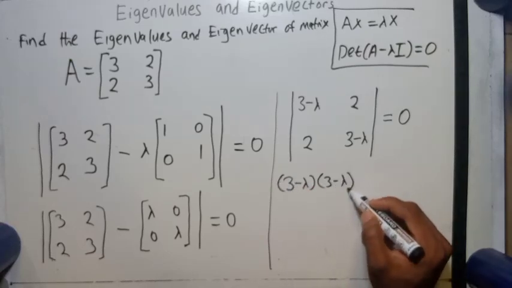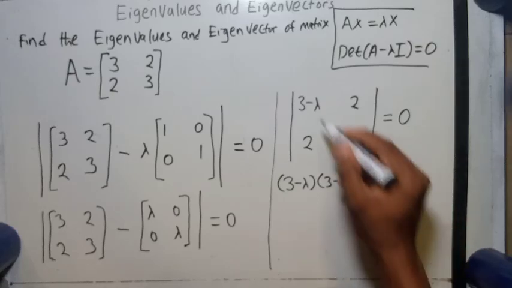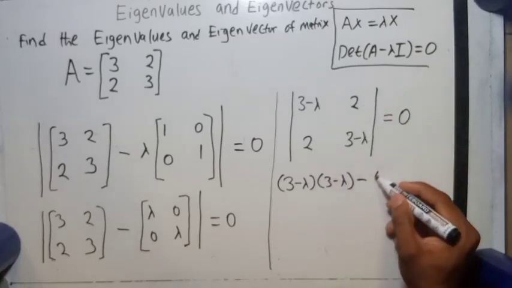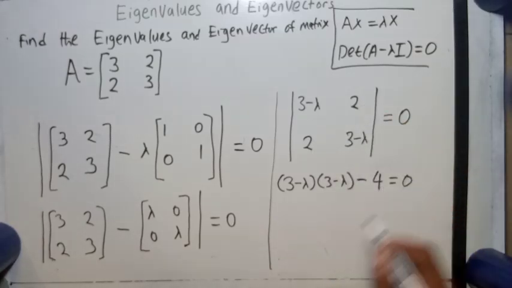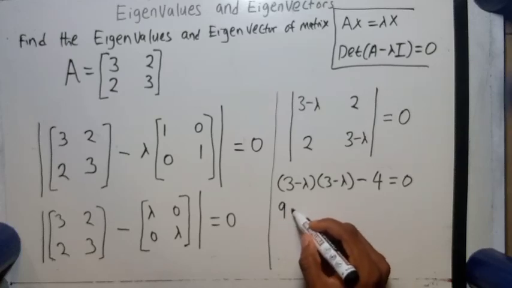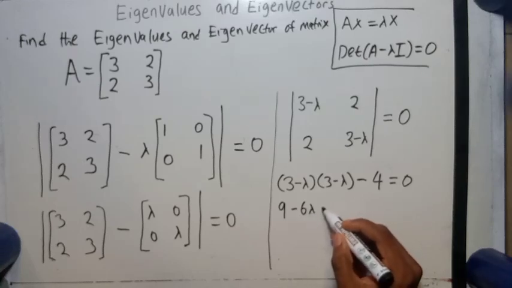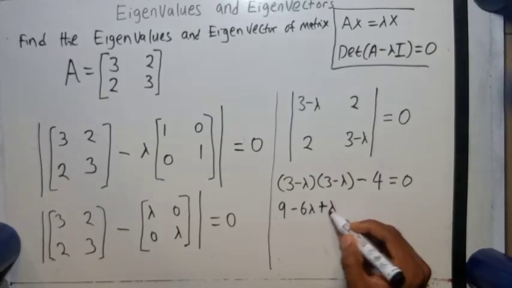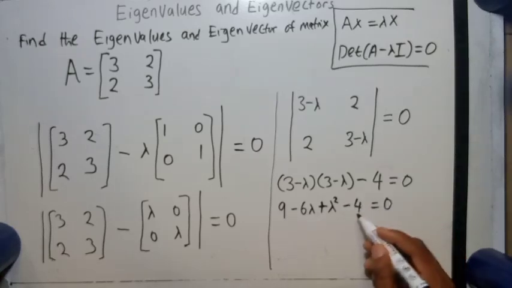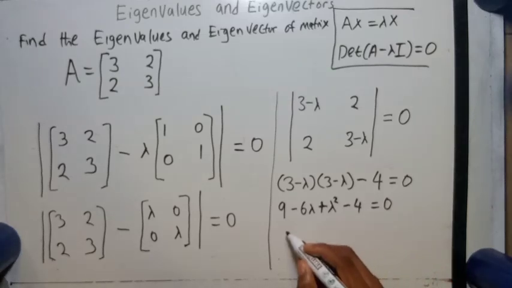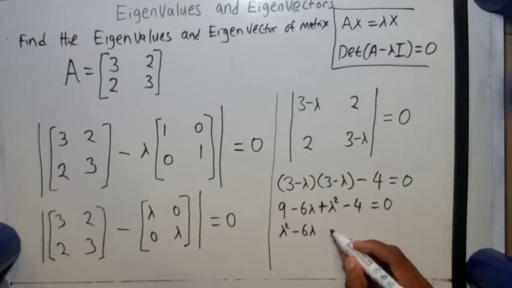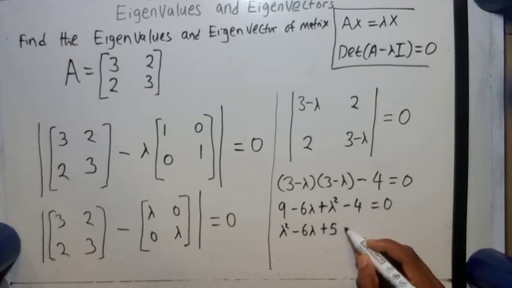Now, the determinant of this will be (3 minus lambda)(3 minus lambda), then minus the minor diagonal. We multiply these two, and the product is 4. Minus the minor diagonal is equal to 0. Opening the bracket, we have 9 minus 6 lambda plus lambda squared minus 4 equal to 0. 9 minus 4 is 5. So we can write this as lambda squared minus 6 lambda plus 5 is equal to 0.